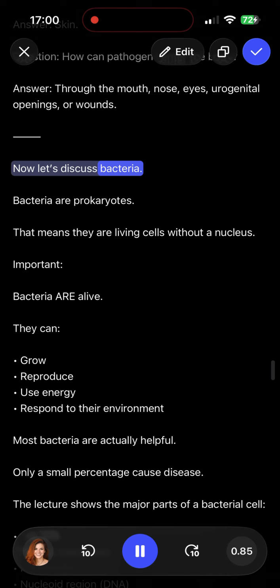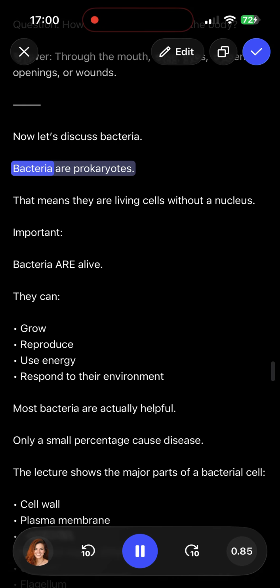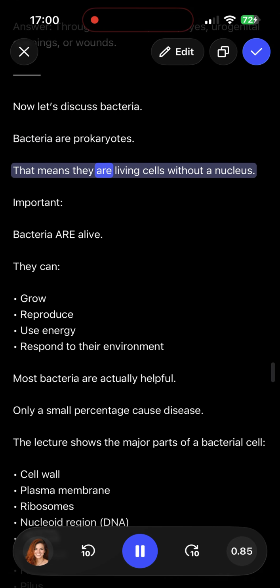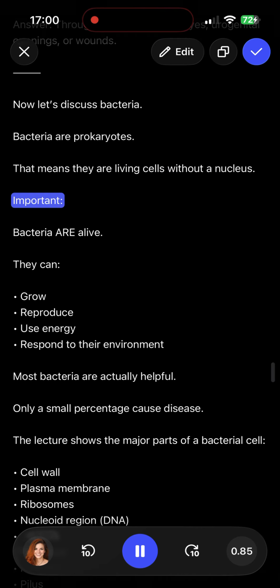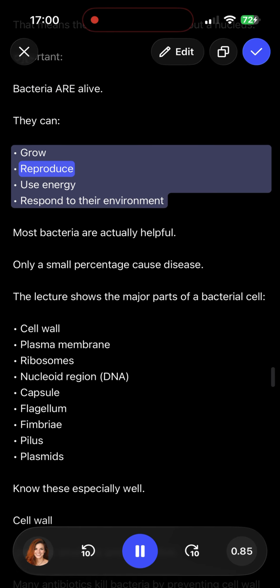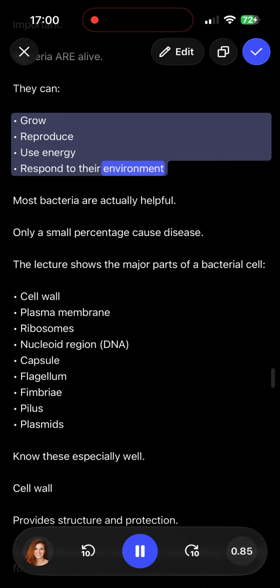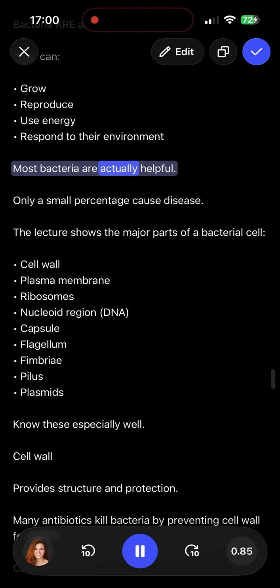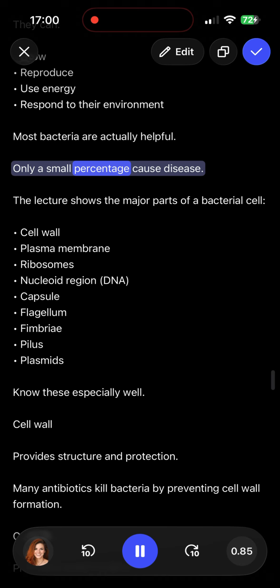Now let's discuss bacteria. Bacteria are prokaryotes. That means they are living cells without a nucleus. Important: bacteria are alive. They can grow, reproduce, use energy, and respond to their environment. Most bacteria are actually helpful. Only a small percentage cause disease.